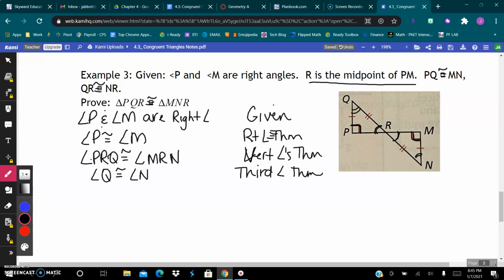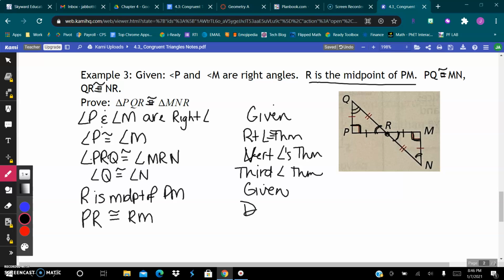And we were also given that R is the midpoint of PM, so we have to use that. And that was given. So this is the midpoint. And if that's a midpoint, then that proves that those two segments are congruent. So PR is congruent to RM, and that's because of the definition of a midpoint. A midpoint is exactly in the middle, making the two segments congruent.